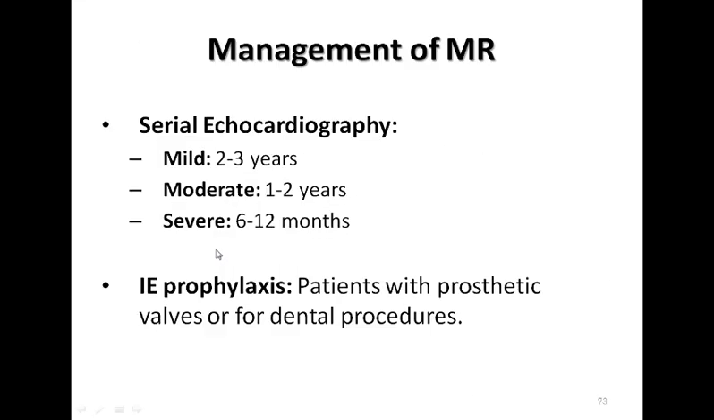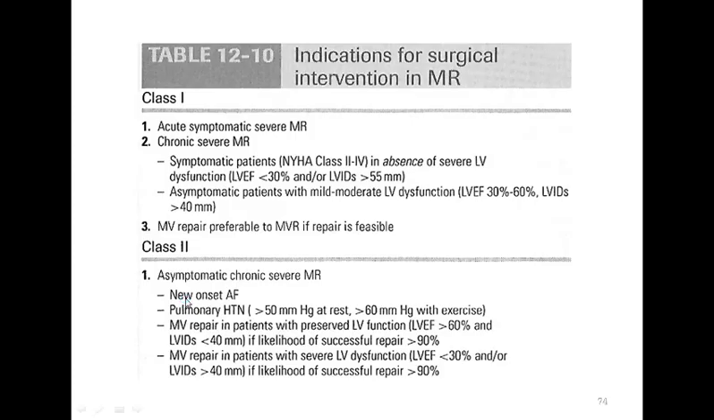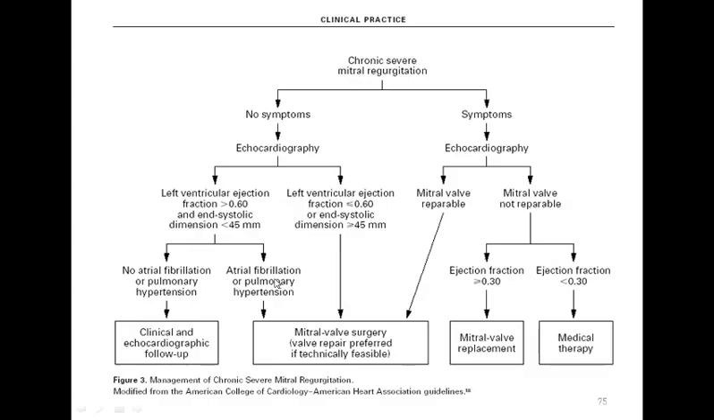And class 2 indications are asymptomatic chronic severe mitral regurgitation with new onset of atrial fibrillation or pulmonary hypertension. In such conditions, you have to think about mitral valve surgery. This is a flow chart to summarize the management of mitral regurgitation. You can go through this.